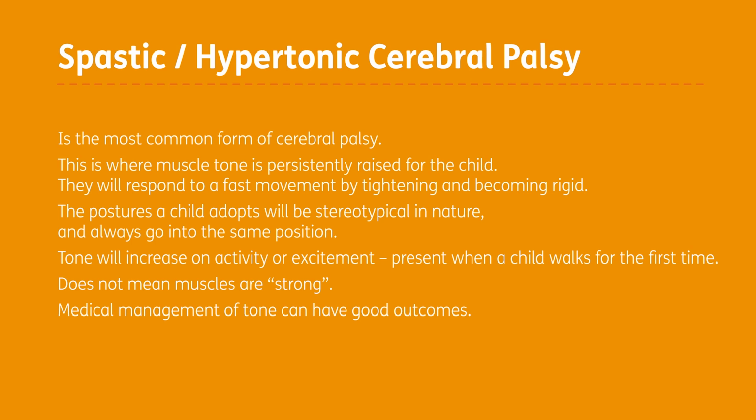It's where the muscle tone in the limbs is persistently raised, so it rarely drops to that low tone floppy state. It's generally held at quite high tone when the child is awake. Generally speaking, if a child's asleep, their tone will drop, and that's true for everybody. Another important thing about tone is that it's present in everyone. So we all have a certain degree of muscle tone, and that varies from person to person.